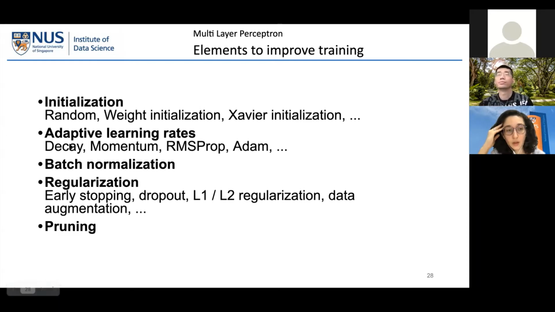Okay, so here's just a small summary of different elements that we saw to improve training of neural networks.